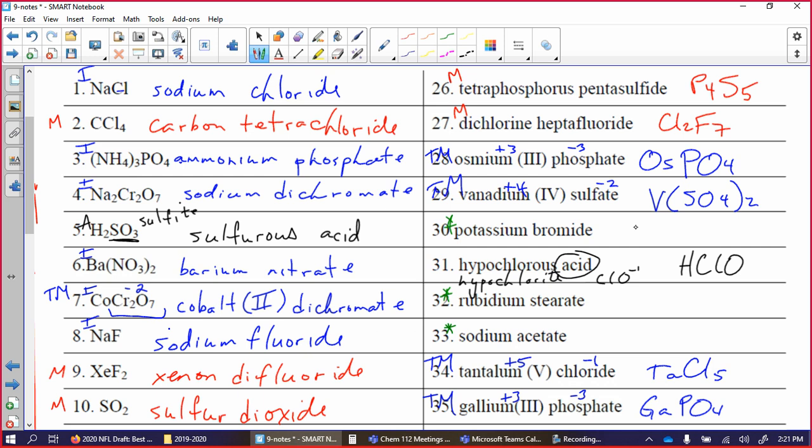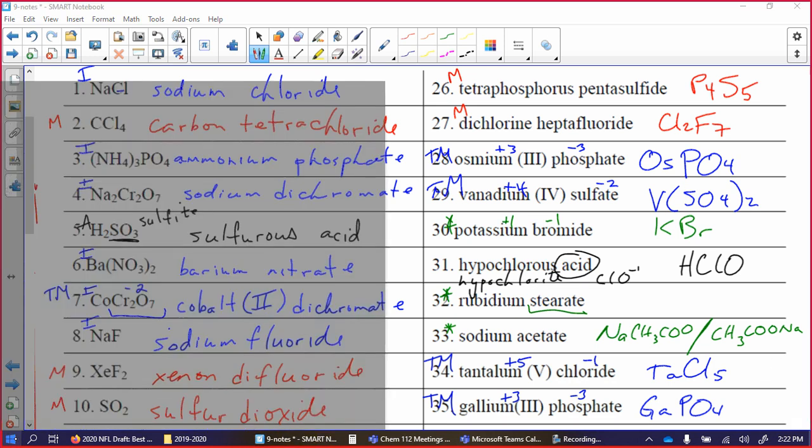So potassium bromide. Well, potassium is +1, bromide is -1, KBr. I'm pretty sure I know what that is, but that's one that I've got to look up. Sodium acetate. Sodium is +1. You can write it like that, or this is the one we talked about with acetic acid. With acetic acid, often you find the H at the end. In sodium acetate, you often find that at the end there.